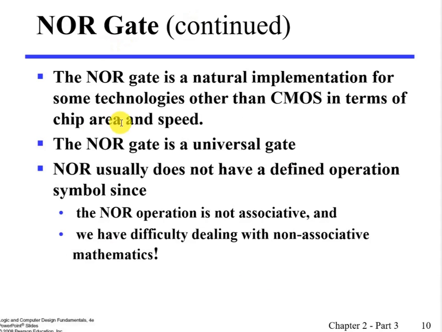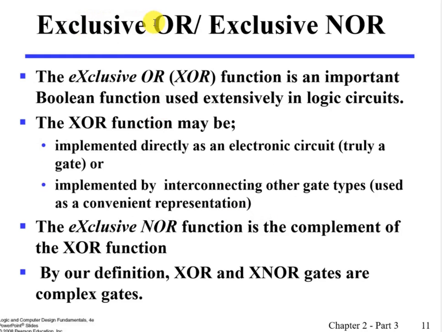The NOR gate is also a universal gate. We can use it to implement any Boolean function. Also, it is as good as the NAND gate for implementation in terms of chip area and speed. In addition, just like the NAND gate, we don't have a defined operation for the NOR gate because it is not associative. Now let's talk about the exclusive OR and exclusive NOR functions.